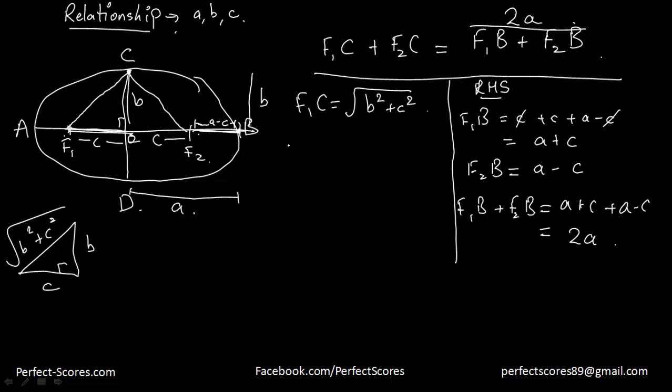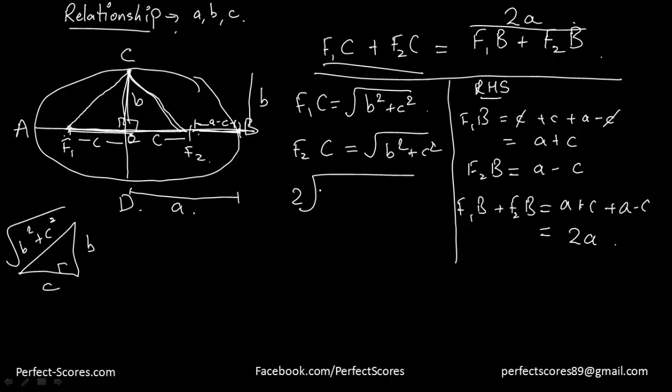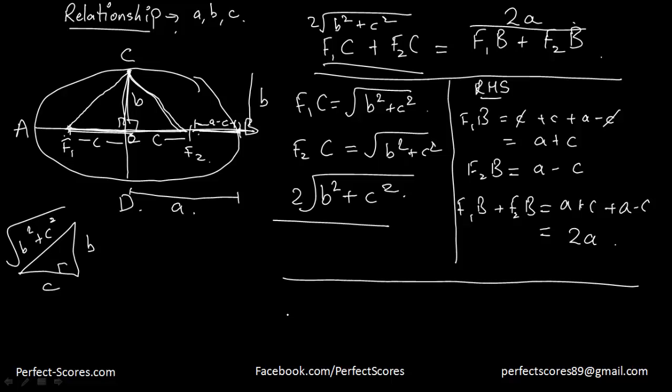And what about F2C? That is also going to be equal to the square root of B square plus C square, because that is also identical, since this is 90 degrees, this is B and this is C. Which means this sum over here is going to be root B square plus C square plus root B square plus C square, which is 2 root B square plus C square. So at the end of the day, 2 root B square plus C square is equal to 2 times A.